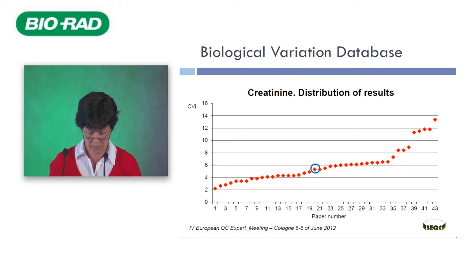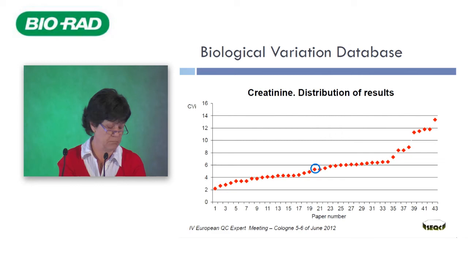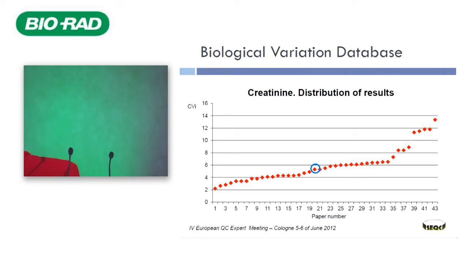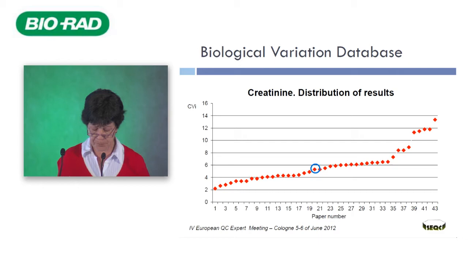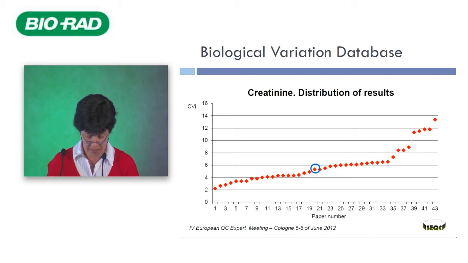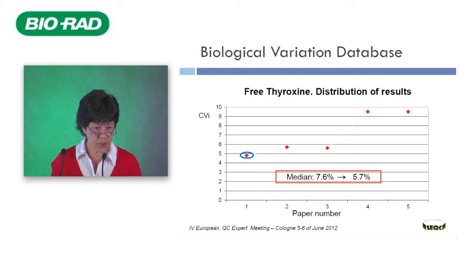if there are many previous values already compiled in the database, as in this example of creatinine with more than 40 articles published, the current median doesn't change because new values fall within the existing distribution of results. At the other extreme, if there are few values, as with free thyroxine, new data lies outside of the initial distribution and the median changes. In this case, from 7.6 to 5.7.